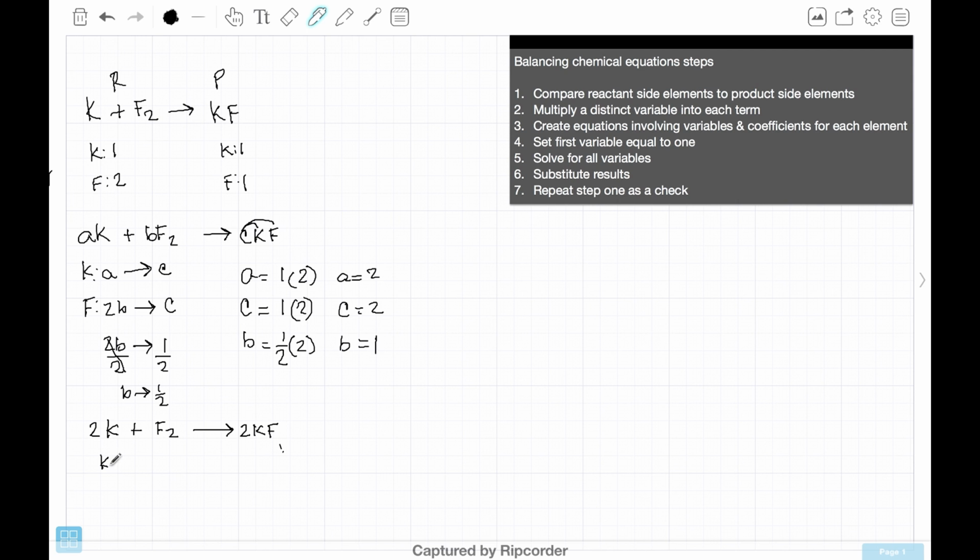So on this side you have K, and you have F, and you have K, and you have F. So here, now there's 2 Ks. There are 2 Fs. Over here, just like the C multiplied into each one, the 2 will multiply into each one. So now you have a 2 into the K, and a 2 into the F. So now the K's match, the F's match. This is now your balanced equation.